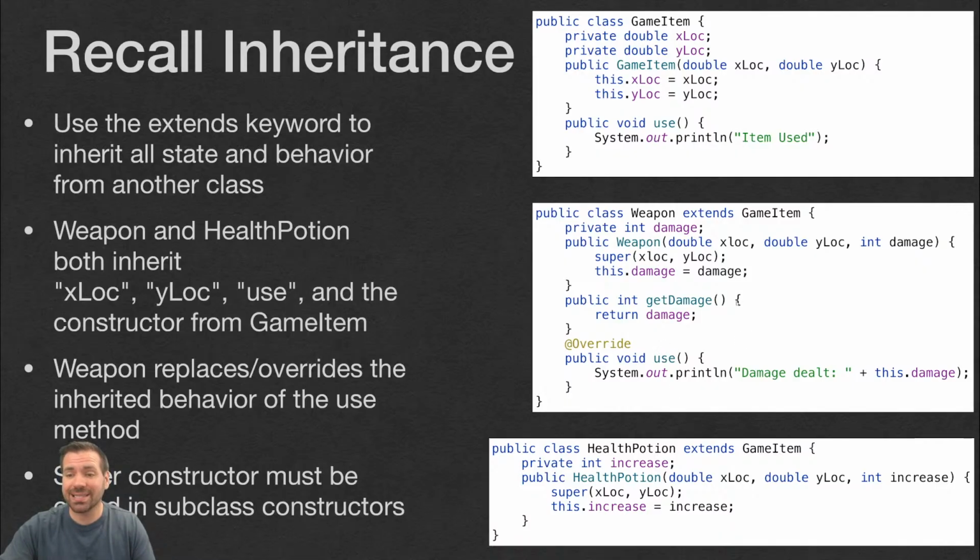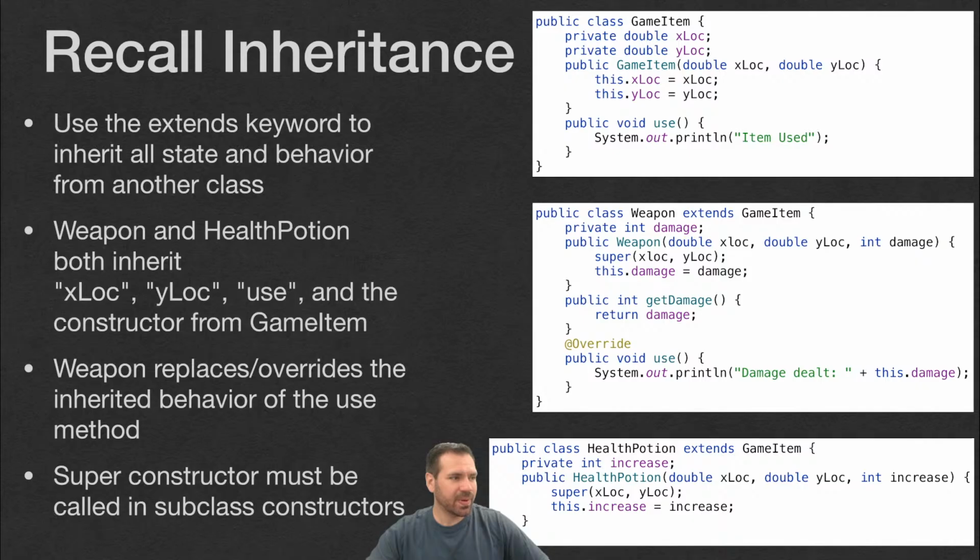And we can have multiple classes extend the same class. So weapon and health potion both get all the state and behavior of game item. So if we create an object of type health potion or weapon, we get all the instance variables of the respective class and all the instance variables of the class that it extends. So those objects also get X location and Y location. Just because super constructors are so important, I'll get my face out of the way here. And you get all of the methods. So we get the super constructor, which must be called, and all of the methods.